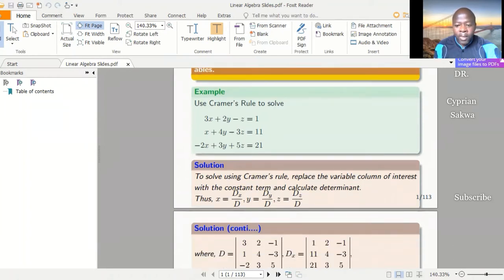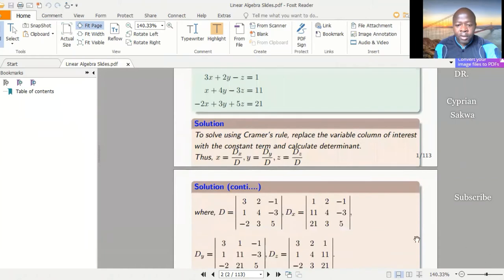Let's write the coefficients. So our d, as we've already stated, are the coefficients of this. That's 3, 2, negative 1, 1, 4, negative 3, negative 2, 3, 5. So this is our d. Then for x, we only replace the column of x. So the column of x we replace with the constants 1, 11, 21. And that's what you see: 1, 11, 21. The rest remain the same.